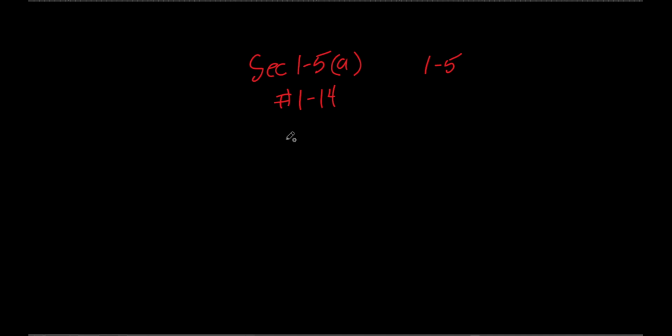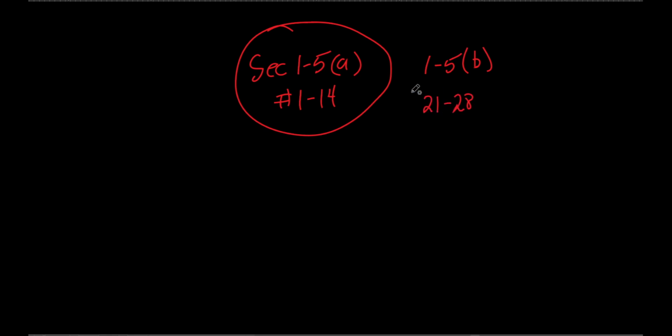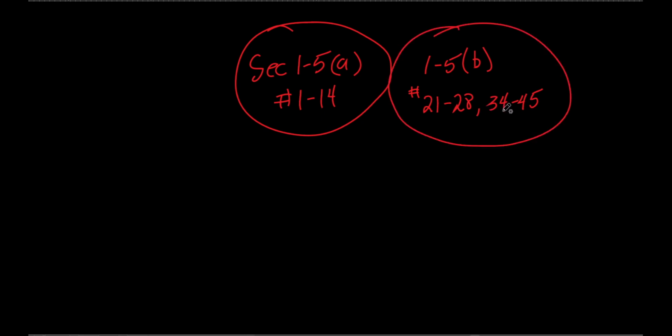It's on the lesson plan. I gave you a lesson plan on Monday, okay? All that's on that lesson plan. And it's on facts, okay? And it's right here. So 1 to 14, that should already be done, all right? And then we're going to call this 1.5b, and you're going to do 21 to 28. And I also throw a few more in there, 34 to 45. That's probably more of the stuff that we covered today, all right?